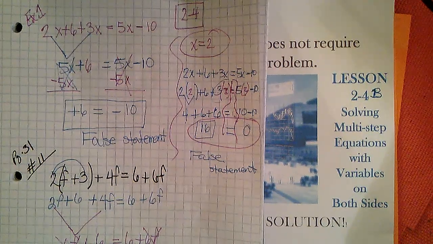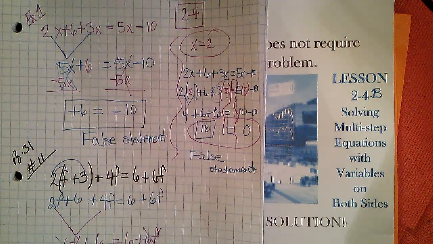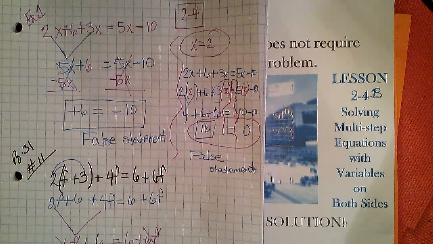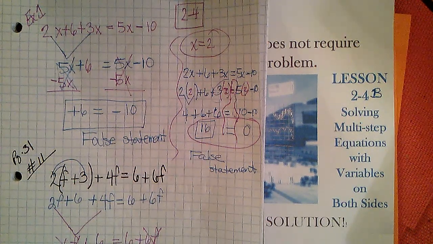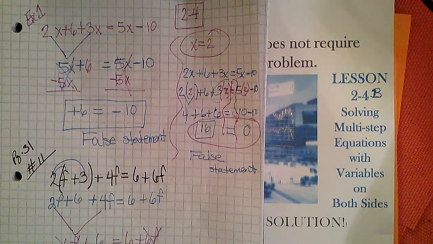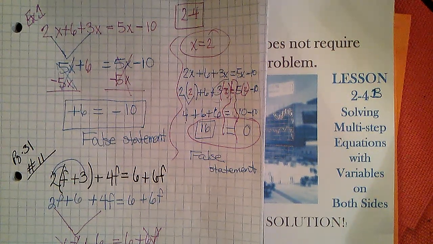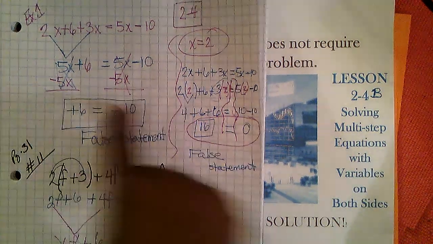All right, so I will leave the rest to you. And remember, when it's a true statement, it tells you that it has an infinite number of solutions. And when it's a false statement, it's when they don't come out the same, as you see up here.